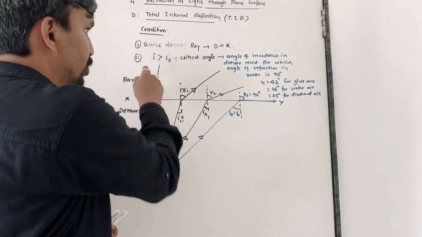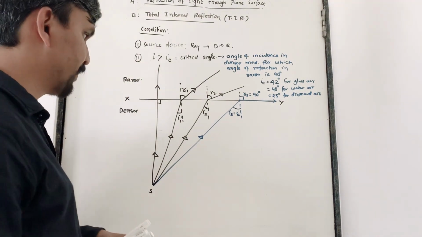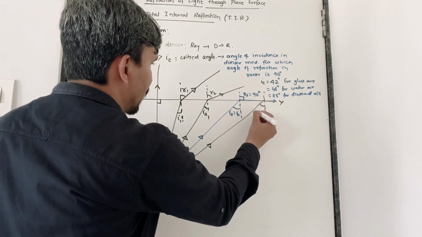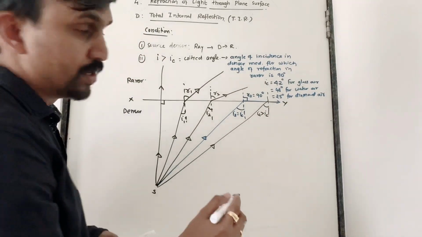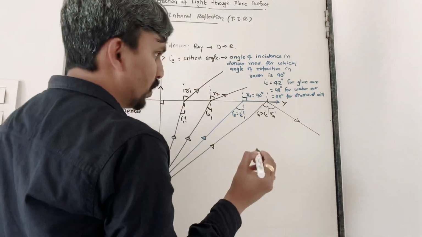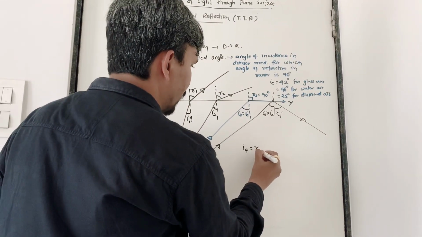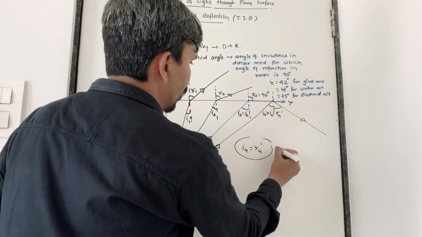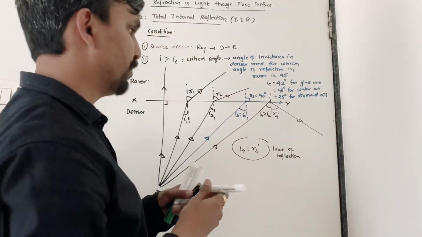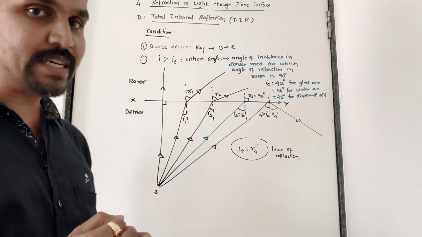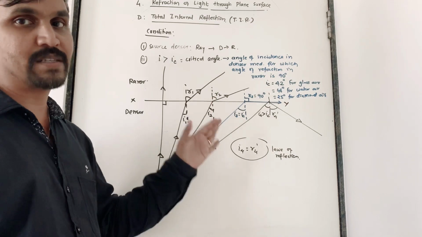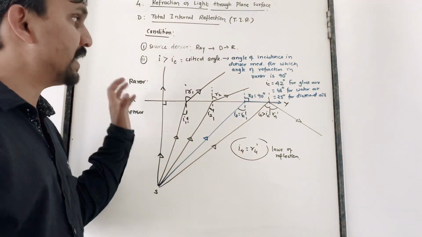Now what is the next condition? The angle of incidence must be more than the critical angle. So this is my incident ray. Over here the angle is I4, which is more than the critical value, so this gets reflected back in the same medium. This is your R4 dash. Here I4 is equal to R4 dash, according to the laws of reflection. So what is TIR? It is a phenomenon in which a ray of light is totally internally reflected back in the same medium from a denser to rarer boundary.